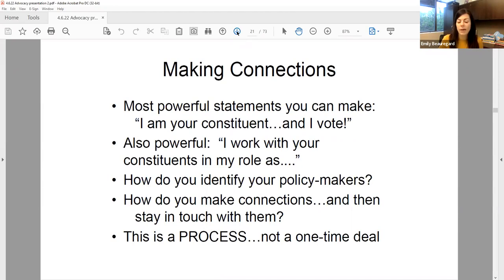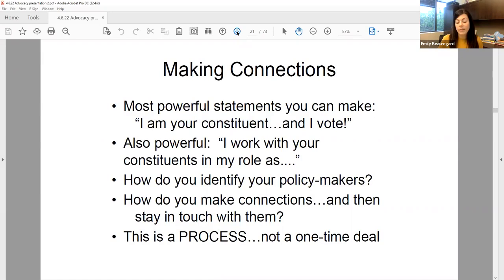So thinking about who your policymakers are, we often think of them as those state legislators, members of Congress, which of course they are, but we really shouldn't forget about our other elected policymakers: local council members, school board members, county judge executives. They're all people that make a lot of the policy in your community. And the more you know them and are able to work with them, the more effective you'll be.